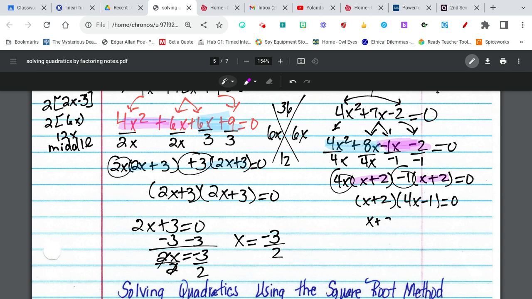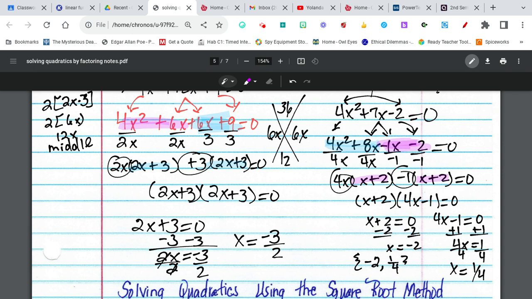So I'm just going to take each one and set it equal to 0 and see where my parabola, if I graphed it, would cross the x-axis. Divide both sides by 4, and x is equal to 1/4. So my two x-intercepts for that parabola, if I graph it, will be negative 2 and 1/4.